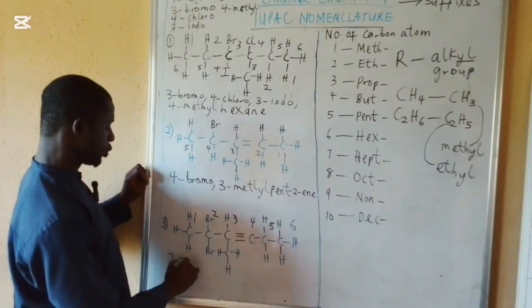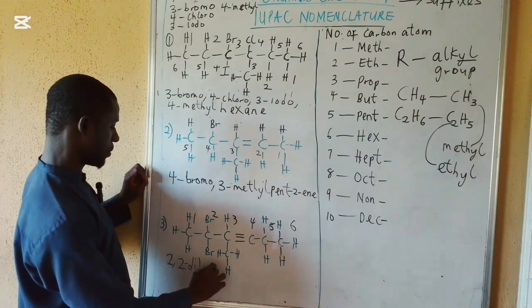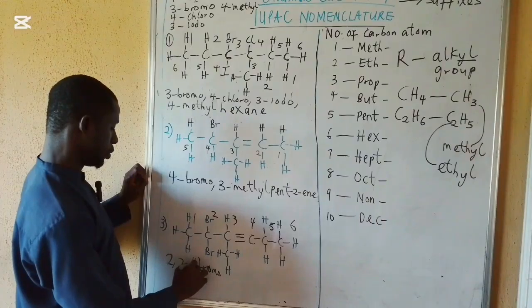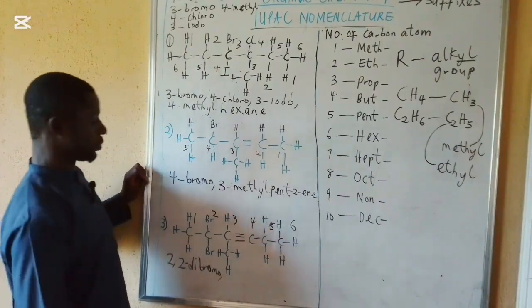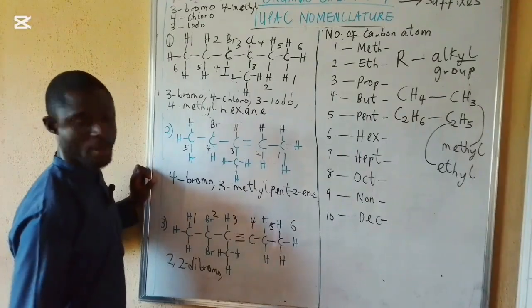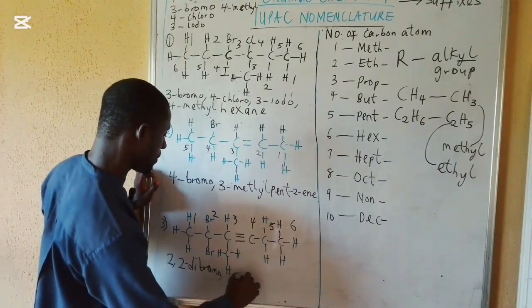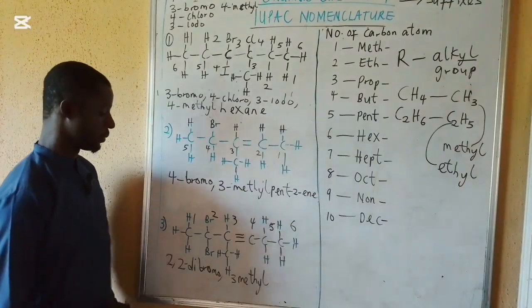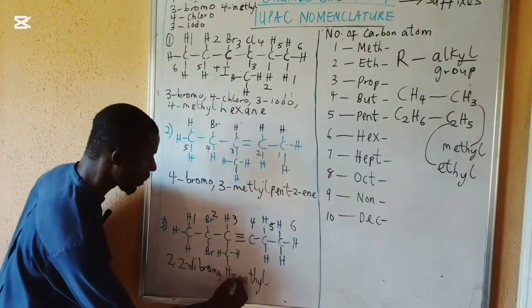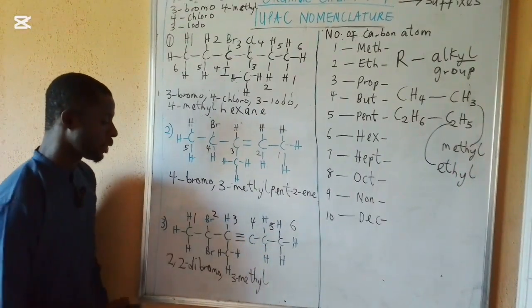We have 2,2-dibromo, comma. Then on carbon number 3 we have methyl. We have 3-methyl. Now, my functional group is attached to carbon number 3.